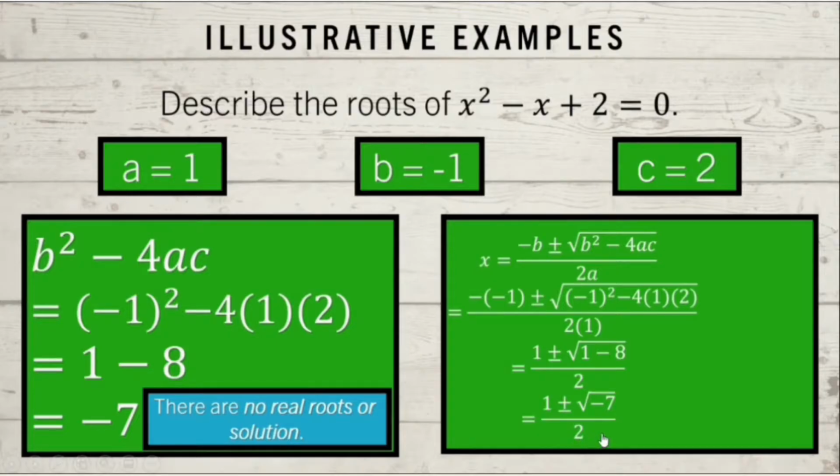And then separate the two operations. We will have 1 plus square root of 7i over 2, since the square root of negative 7 is an imaginary number. And the second one, we will have 1 minus the square root of 7i over 2, which is also an imaginary number. Therefore, there are no real roots or solution in a given quadratic equation, which is x squared minus x plus 2 is equal to 0. And those are the nature of the roots by using the discriminant.